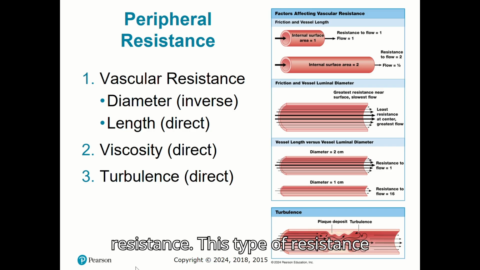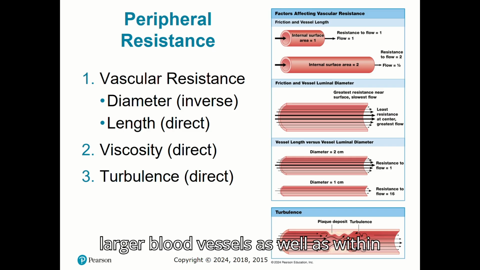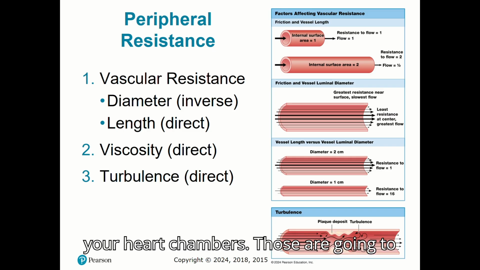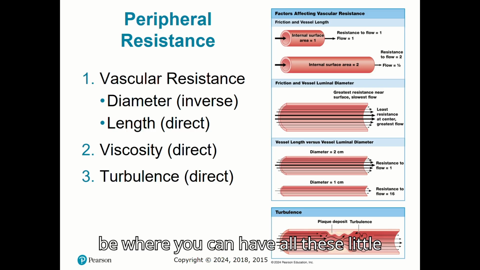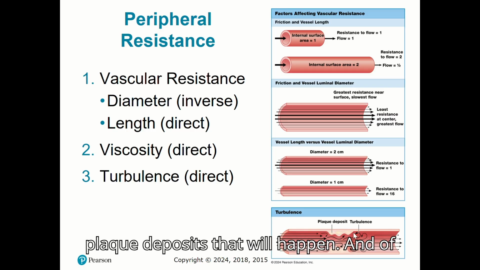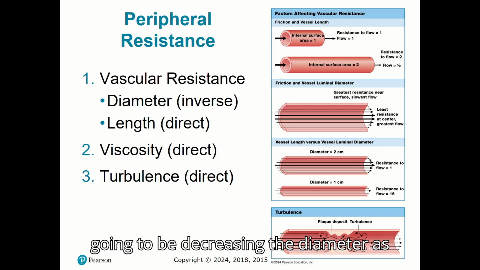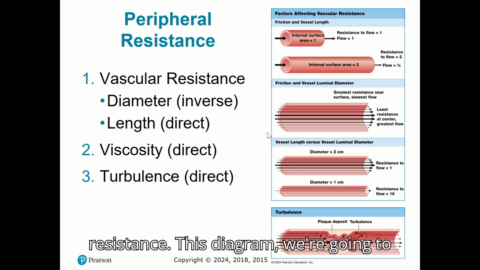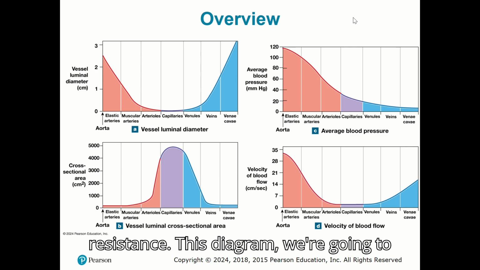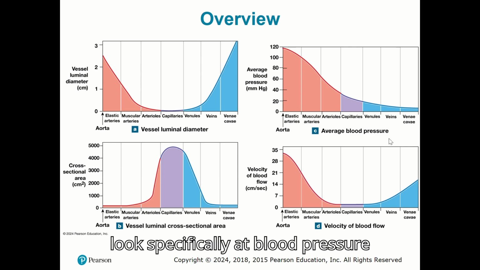This type of resistance you're generally going to find in your larger blood vessels as well as within your heart chambers. Those are going to be where you can have all these little plaque deposits that will happen. And of course, with plaque deposits, you're also going to be decreasing the diameter as well, which will also affect your resistance. This diagram, we're going to look specifically at blood pressure first.